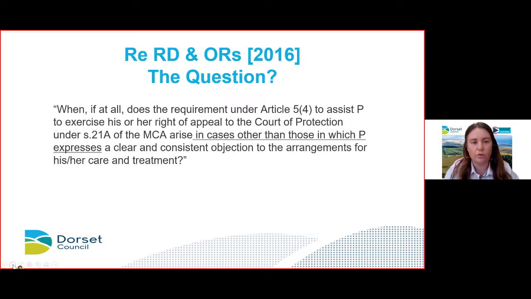So the question that the court was looking at in this case was: when, if at all, does the requirement under Article 5.4 to assist P to exercise his or her right of appeal to the Court of Protection under Section 21A of the MCA arise in cases other than those in which P expresses a clear and consistent objection to the arrangements for his or her care and treatment. I've just highlighted that bit where it says "expresses a clear", because what we're talking about here is, you know, some people might be able to verbally explain that they want to leave the care home, but others, we're looking at some of those behaviours that demonstrate that, and it's not always clear and verbal that that's what they're trying to say.